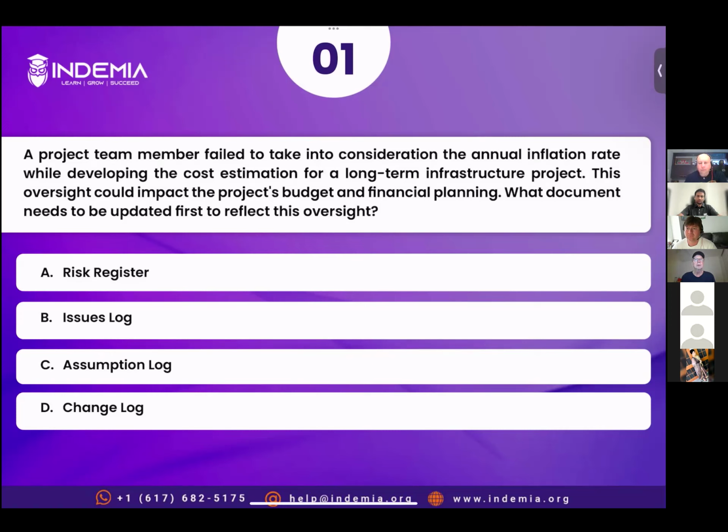So let's read it. It says a project team member failed to take into consideration the annual inflation rate while developing the cost estimation for a long-term infrastructure project. This oversight could impact the project budget and financial planning. What document needs to be updated first to reflect this oversight?